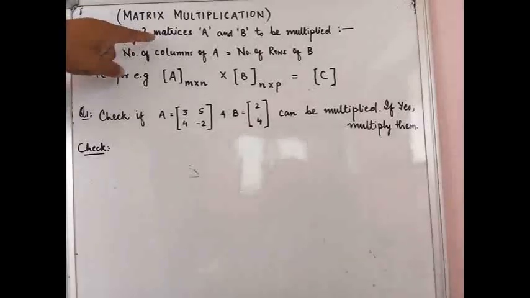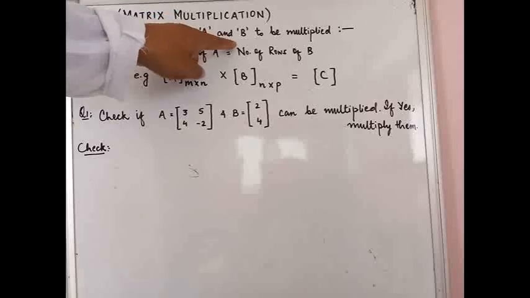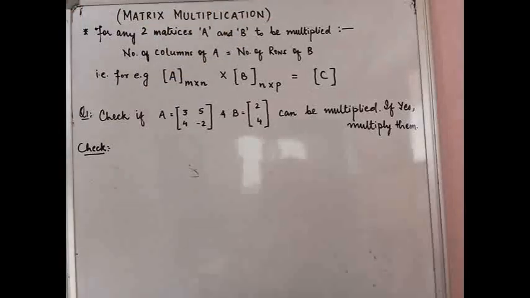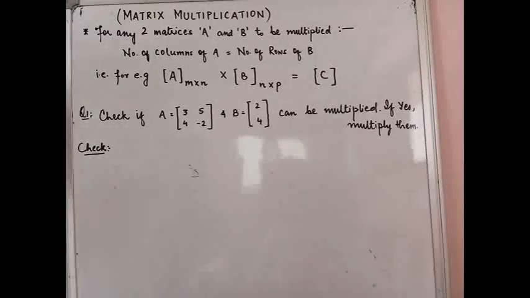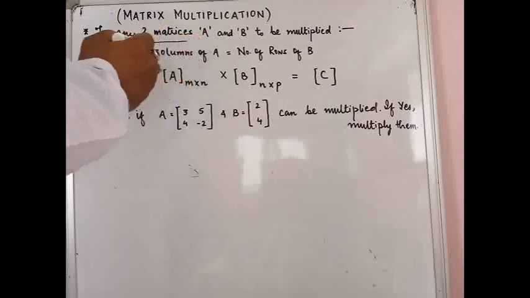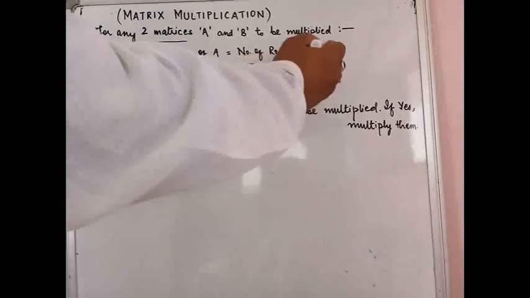For any two matrices A and B to be multiplied successfully: if you have two matrices A and B and you have to multiply them, it is not necessary that this multiplication will always be possible. There will be a certain rule that we will have to keep in mind. What is that rule?